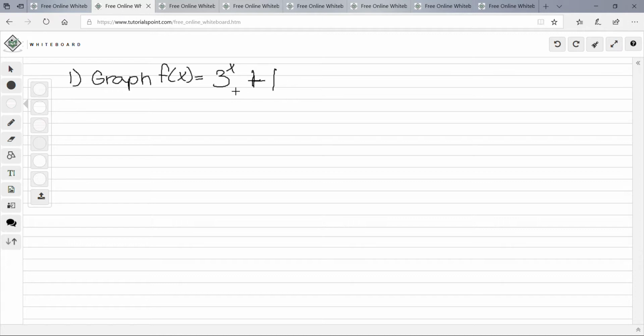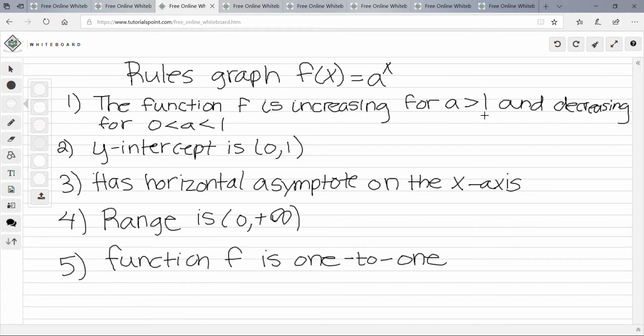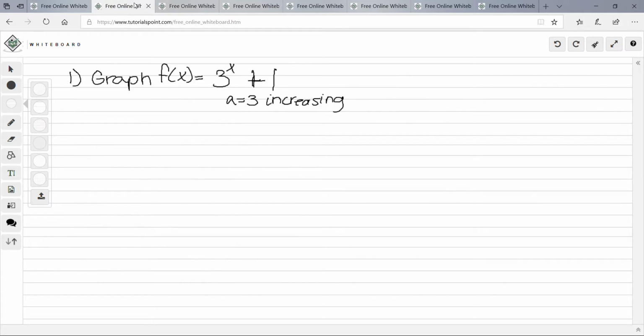So we have y equals 3^x plus 1. What is our a? Our a is this 3, right? So if it's greater than 1, it means it's increasing, right? Let's go back. Yes, if it's greater than 1, it's increasing. And this plus 1 right here means we have a vertical shift.